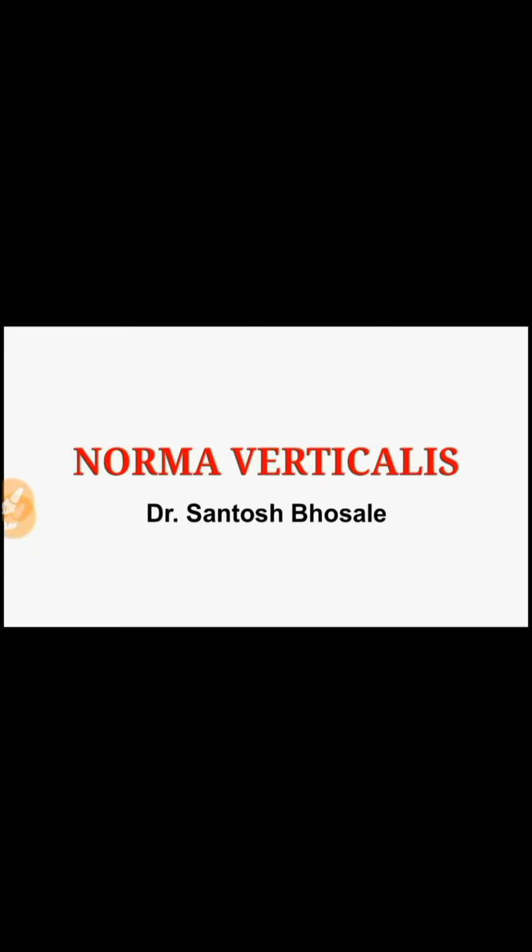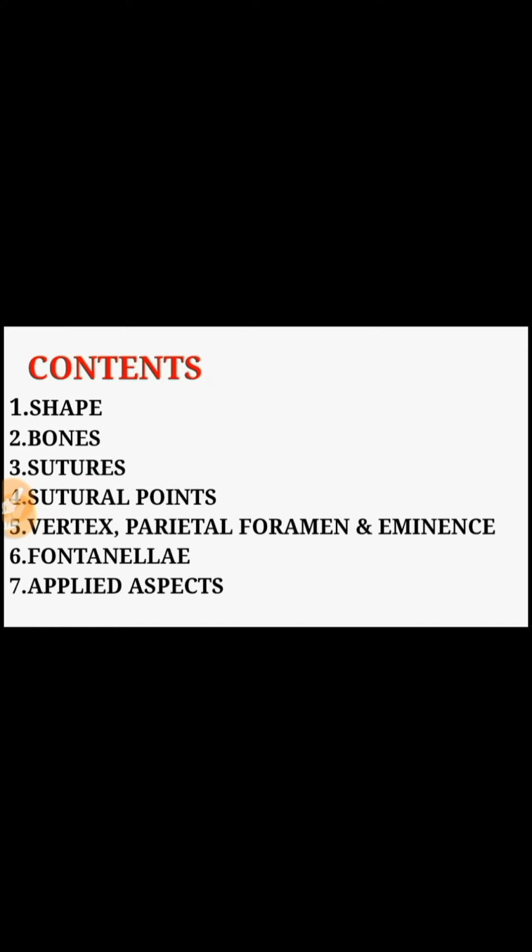The skull is studied in different views like vertical, frontal, lateral, basal and occipital. So today we are focusing our discussion on norma verticalis. We will deal with it under the following headings. First we will see the shape, and the bones forming the norma verticalis. What are the bones there? Sutures, sutural points, and other points like vertex, parietal foramina, eminences, fontanellae, and lastly applied aspects.